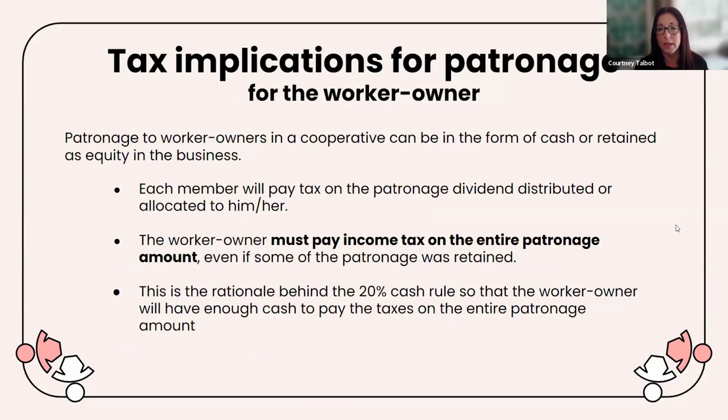Okay? Now, let's talk about the worker owner. And again, these are basic rules. If you have questions as the worker owner, definitely talk to a CPA. So patronage to the worker owners can be in the form of cash or retained equity, right? We've discussed that. So each member will pay tax on the patronage dividend distributed or allocated to the worker owner. The worker owner must pay income tax on the entire patronage amount, even if some of it was retained. That is the rationale behind the 20% cash rule from the IRS, so that the worker owner will have enough cash to pay taxes on their entire patronage amount.